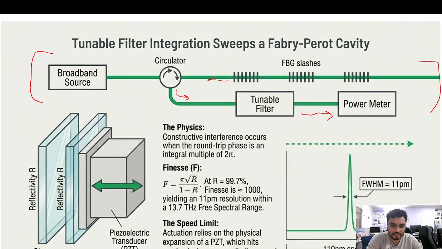The physics behind this is that constructive interference occurs when the round trip phase is an integral multiple of 2 pi. What about the finesse? Finesse is pi times the square root of R divided by 1 minus R, where R is equal to 99.7%. Finesse is 1000, yielding a 12 picometer resolution within a 13.7 terahertz free spectral range. You can see here that the full width half maximum is 11 picometer resolution.